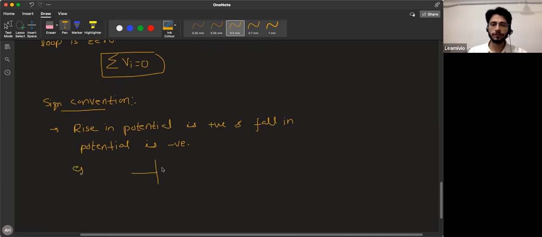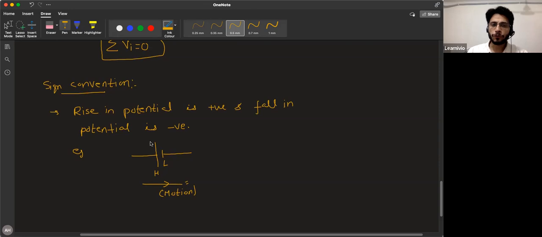Let's say you have a cell. This is the terminal of the cell which is at higher potential. This is the terminal which is at lower potential. And let's say I'm moving in this direction. Don't worry about where this direction of motion will come from. Just take it as ad hoc. I'm saying we are moving in the right hand side direction. Take it as default. That we will discuss in the numerical. So if you're moving in this direction, first the higher terminal comes and then the lower terminal comes.